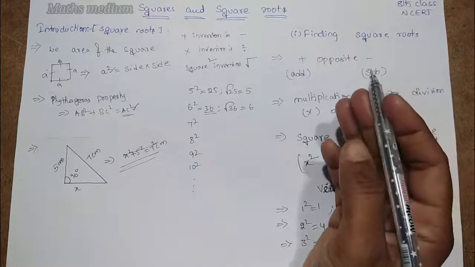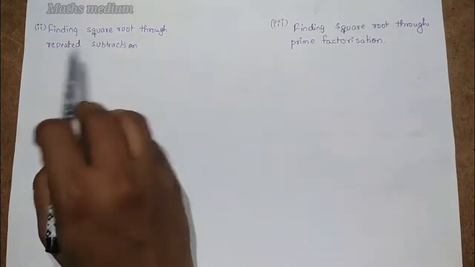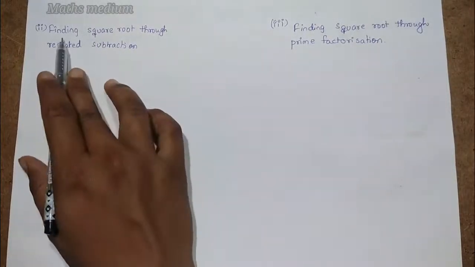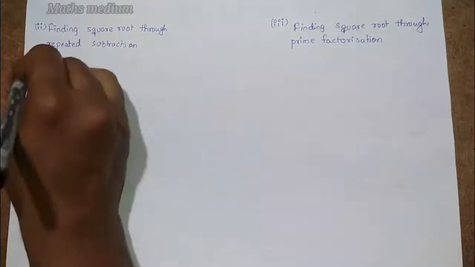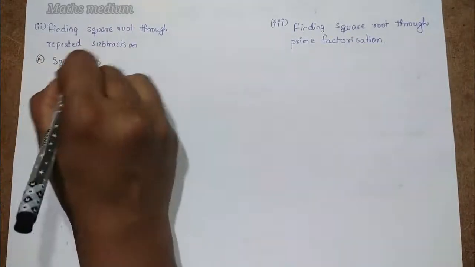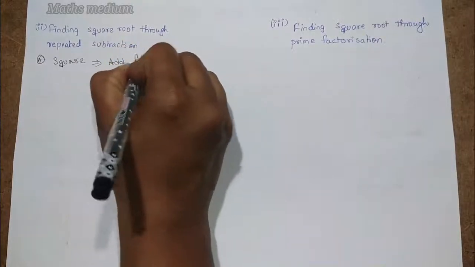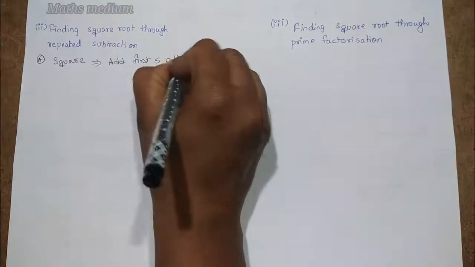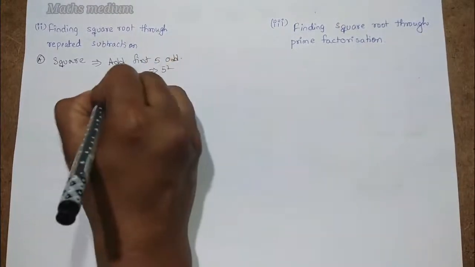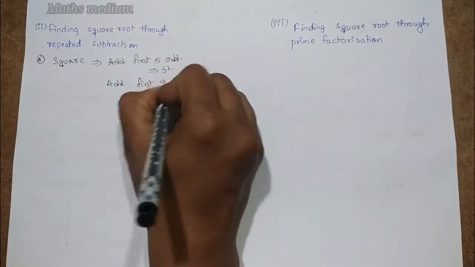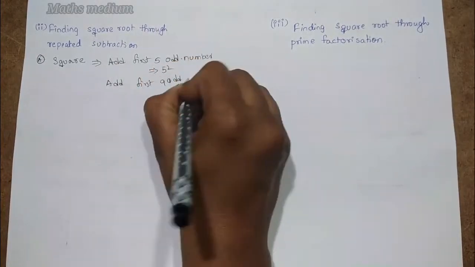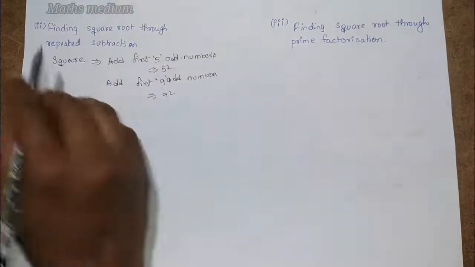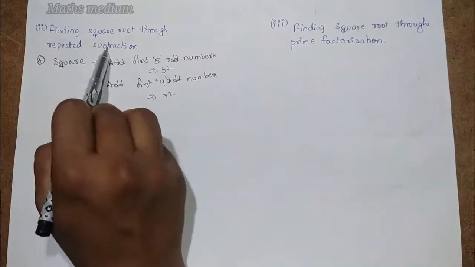Next, coming to the second topic, finding square root through repeated subtraction. In earlier sessions, we discussed the addition of the squares. But here, finding square root through repeated subtraction. In squares, if we add the first 5 odd numbers, then it is said to be 5 square. If you add the first 9 odd numbers, then it is said to be 9 square. In this also, we are using subtraction for the square roots.